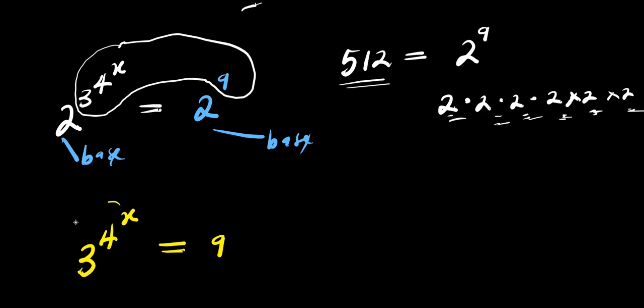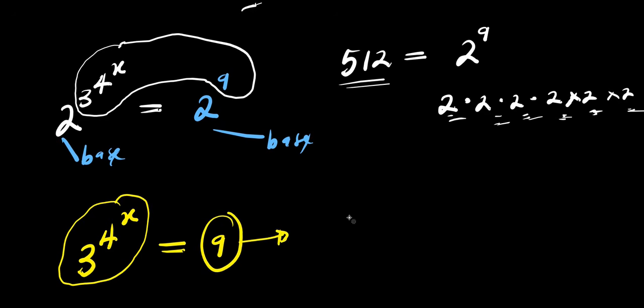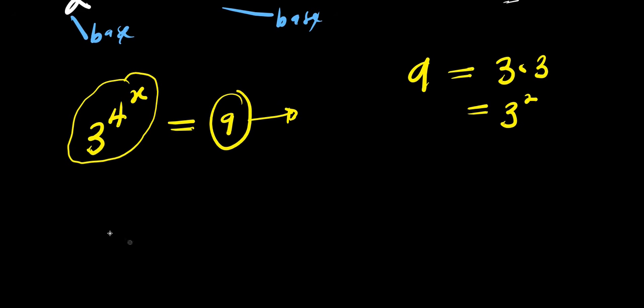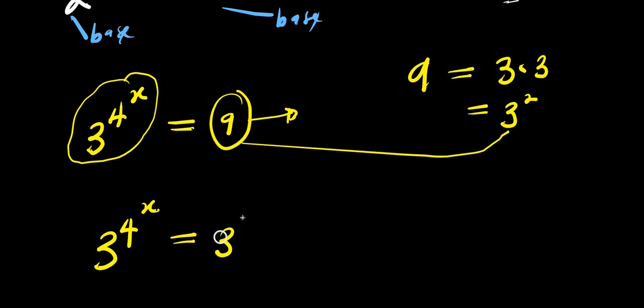Now, this forms another cascaded exponential problem, and we need to also express this in its exponential form. Remember, 9 is a perfect square, which is 3 times 3, and this is the same thing as raising 3 to the power of 2. So let's do that here. We are going to have 3 to the power of 4 to the power of x, and this equals, we are going to replace this 9 here with this 3 to the power of 2.